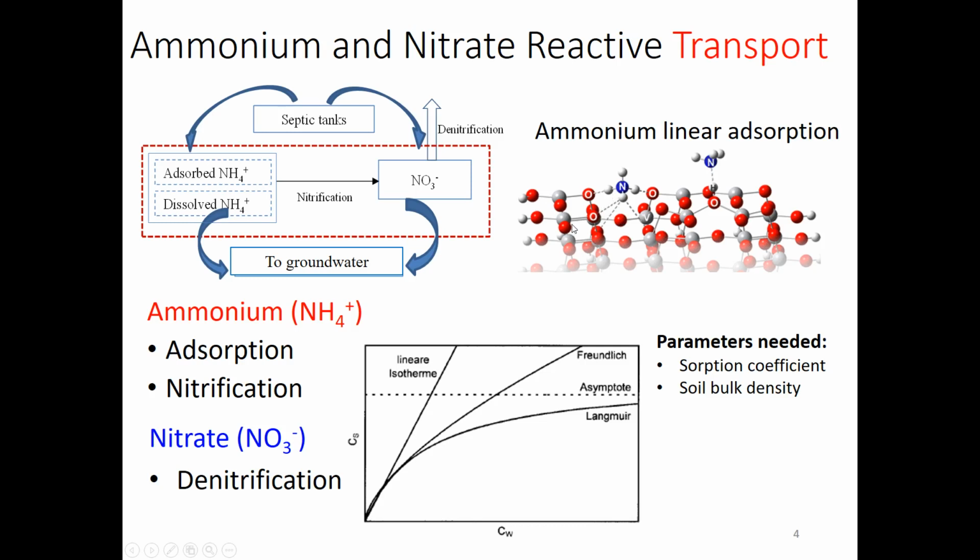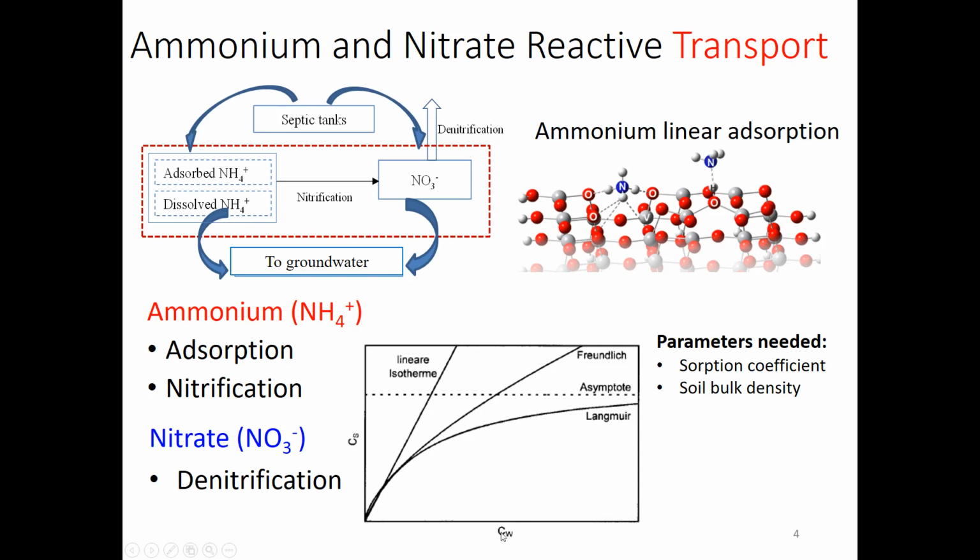So when we simulate the absorption, we use the linear isotherm absorption. That means this is the amount of concentration absorbed on the soil surface, and this is the concentration of ammonium, in this case in water, right? So it just keeps increasing. You have more ammonium, you have a higher absorption, and this is linear, could be infinite.